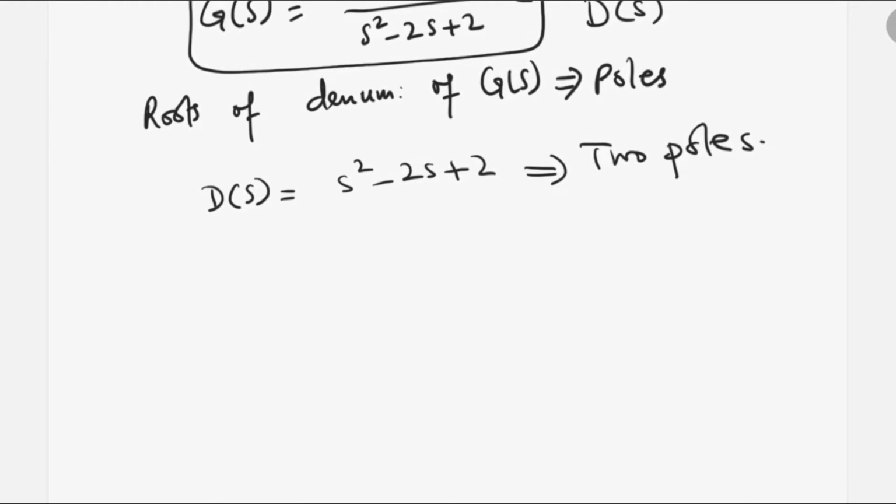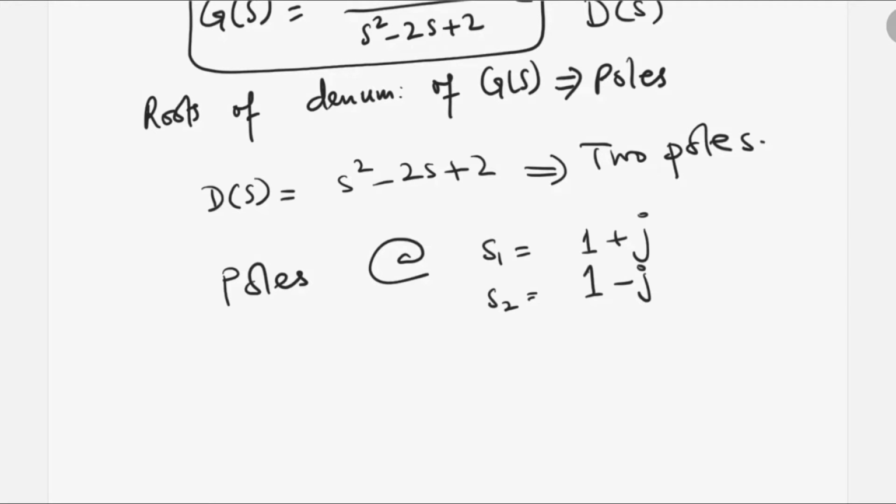So what will be the two poles? If you solve it, you will have to use the quadratic equation, and you will have poles at s equal to 1 plus j, and I call it s1, and the other pole would be s2 at 1 minus j.